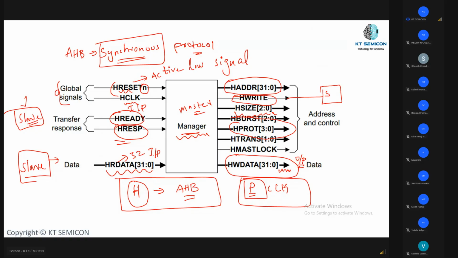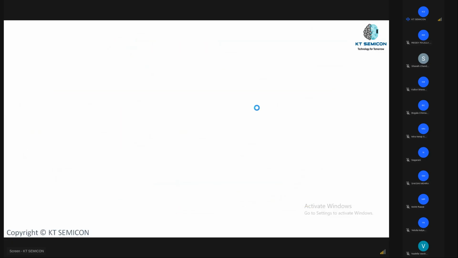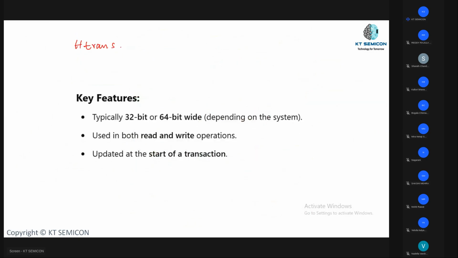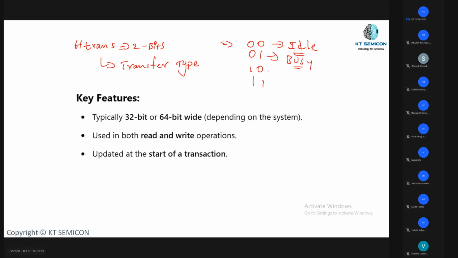The next signal we are going to discuss is HTRANS. This is 2 bits wide, and it indicates the transfer type. For 2 bits, we have 4 combinations: 00, 01, 10, 11. If it is 00, the master is idle; 01 indicates the master is busy; 10 is a non-sequential transfer; and 11 is a sequential transfer. Non-sequential and sequential we will discuss later.